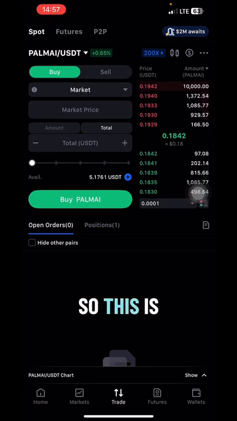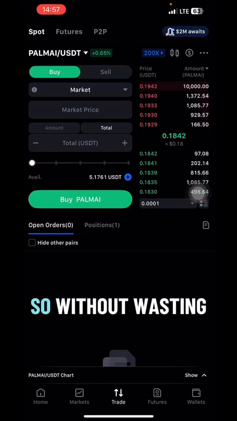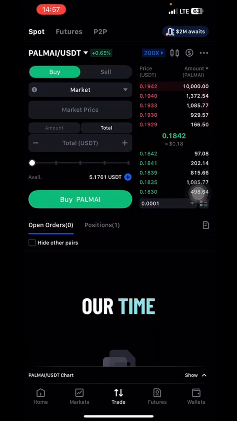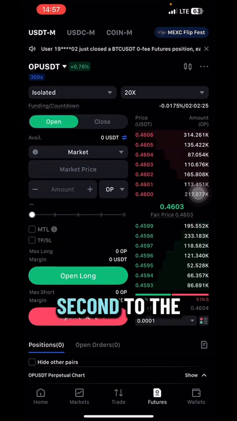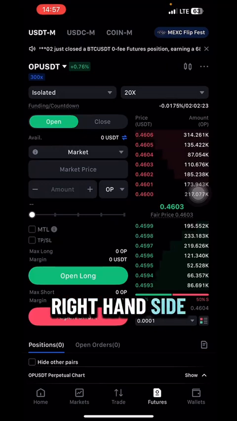So this is part 2 of the first lesson, where I showed you guys how to set up a CEX exchange. Now I promised to come back with the features. Without wasting too much of our time, for MEXC, you see the features on the second to the right hand side of the buttons under.